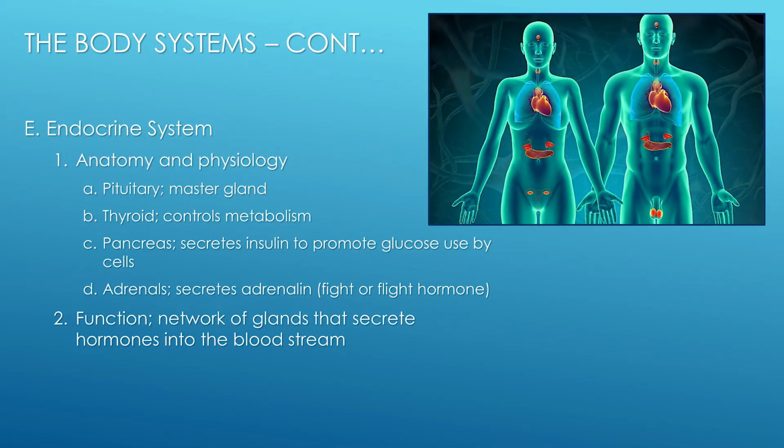Endocrine system. The anatomy and physiology. The pituitary gland, the master gland. Thyroid controls metabolism. Pancreas secretes insulin to promote glucose use by the cells. Adrenals secrete adrenaline, the fight or flight hormone. Function: network of glands that secrete hormones into the bloodstream.